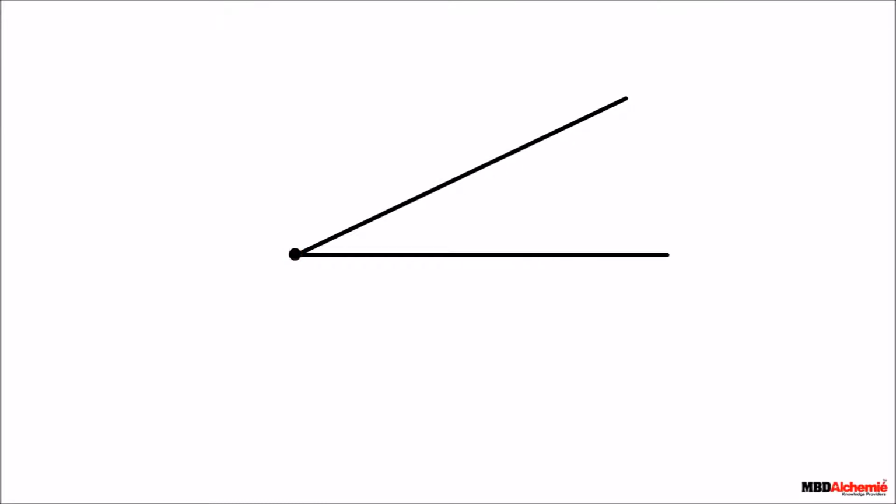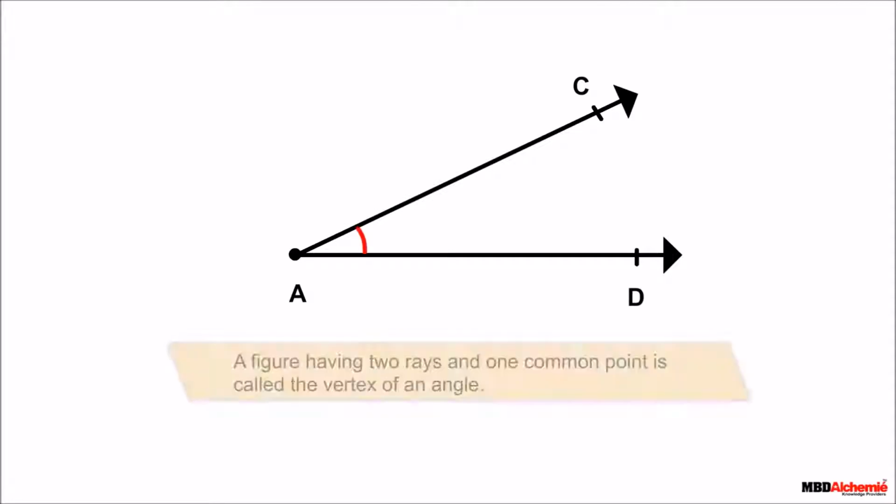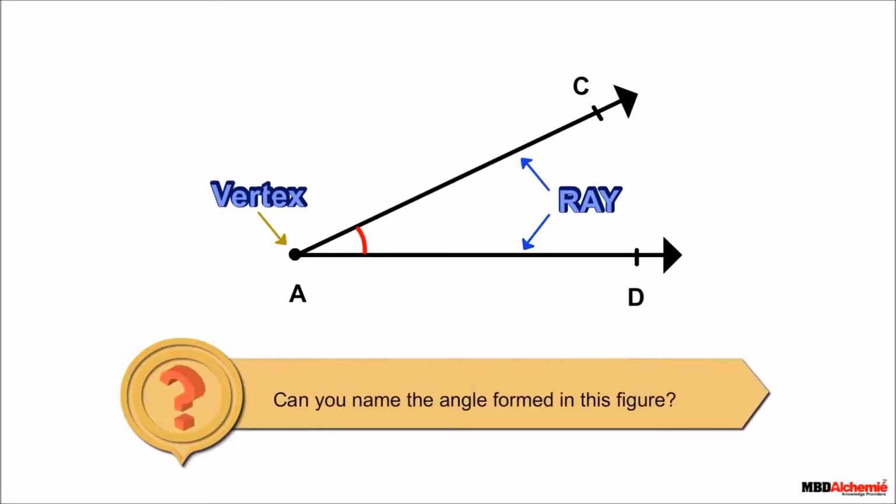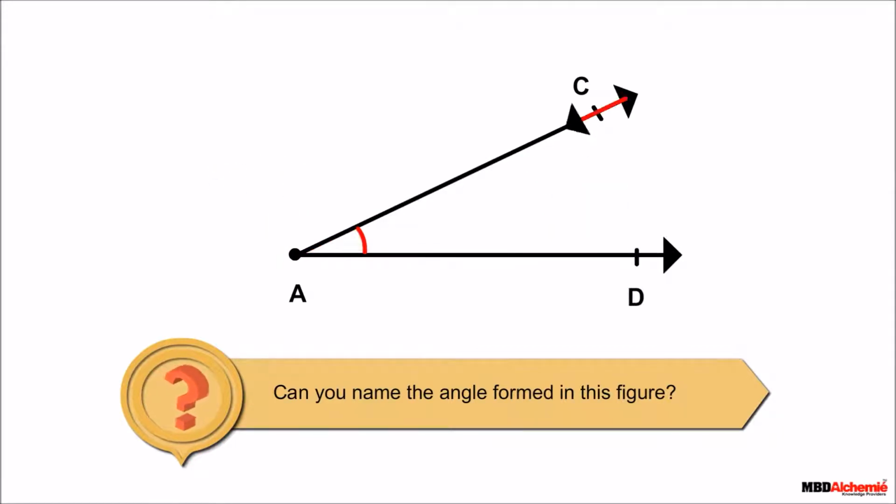Let's plot a point here, and if we draw 2 rays with the same point in different directions like this, then we get an angle. So, we can say a figure having 2 rays and 1 common point is called an angle, and the common point is the vertex of the angle. Can you name the angle formed in this figure? The name of the angle formed in the figure is angle CAD or angle DAC.